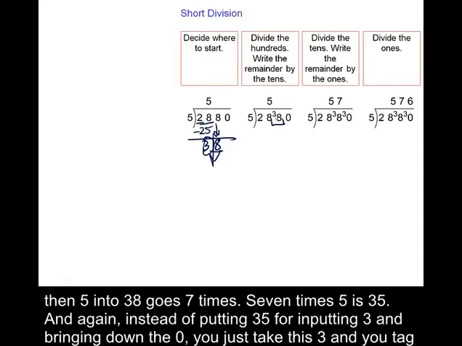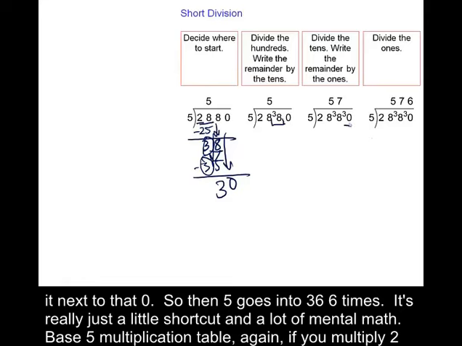So then 5 into 38 goes 7 times. 7 times 5 is 35. And again, instead of putting 35 there and putting 3 and bringing down the 0, you just take this 3 and you tag it next to that 0. So then 5 goes into 30 6 times. It's really just a little shortcut, a lot of mental math.